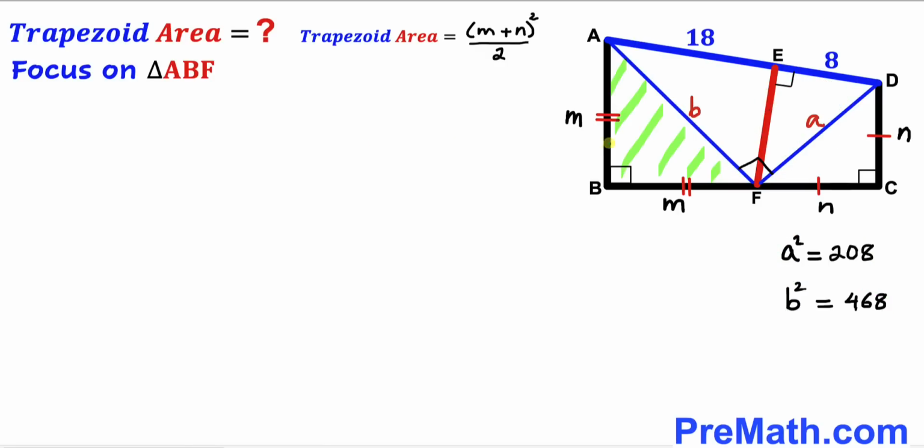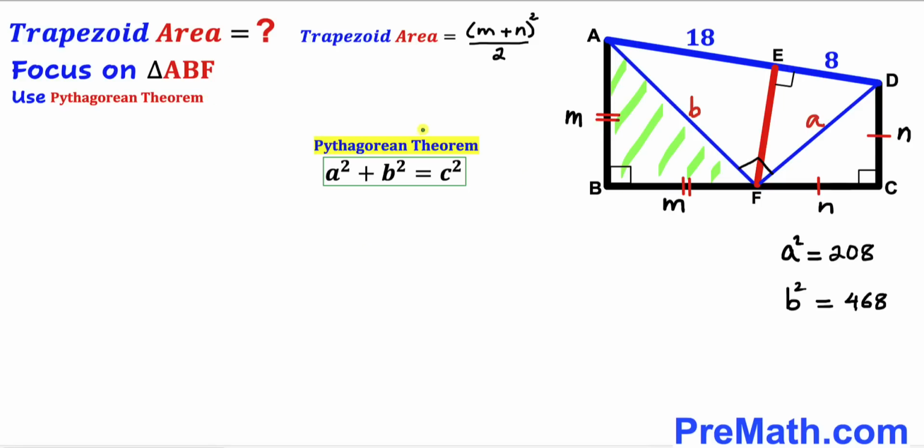And now let's focus on this isosceles right triangle ABF. And we are going to apply the Pythagorean theorem on this triangle. And here's our Pythagorean theorem: a square plus b square equal to c square. And in our case, our hypotenuse is lowercase b, whereas our two other legs are lowercase m and lowercase m as well. Let's go ahead and fill in the blanks in this Pythagorean formula. So we got m square plus once again m square equal to b square.